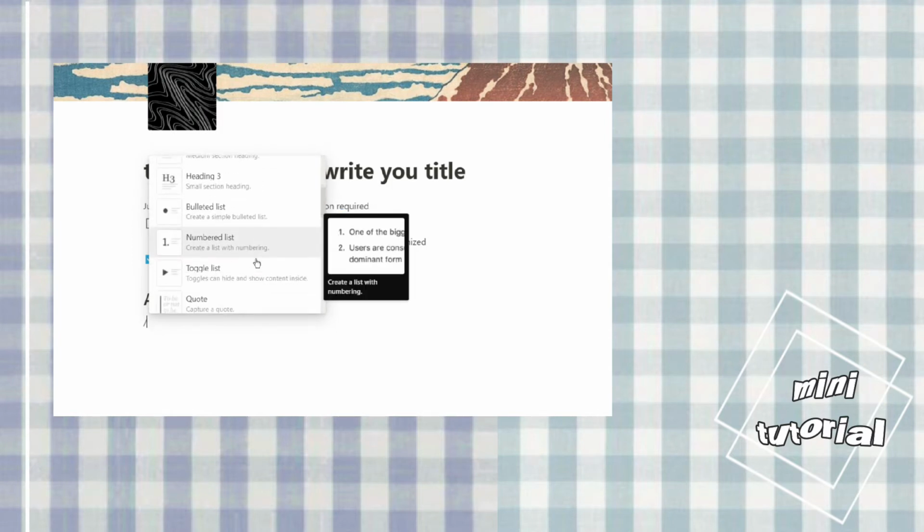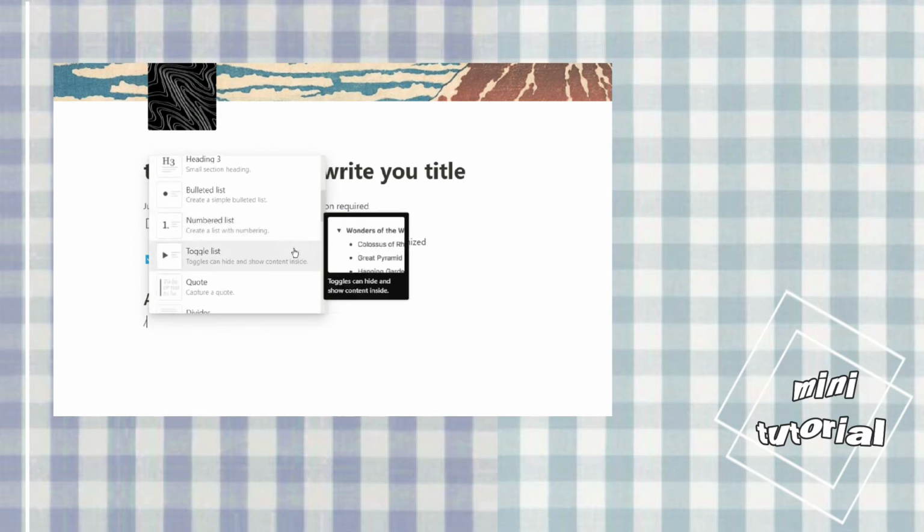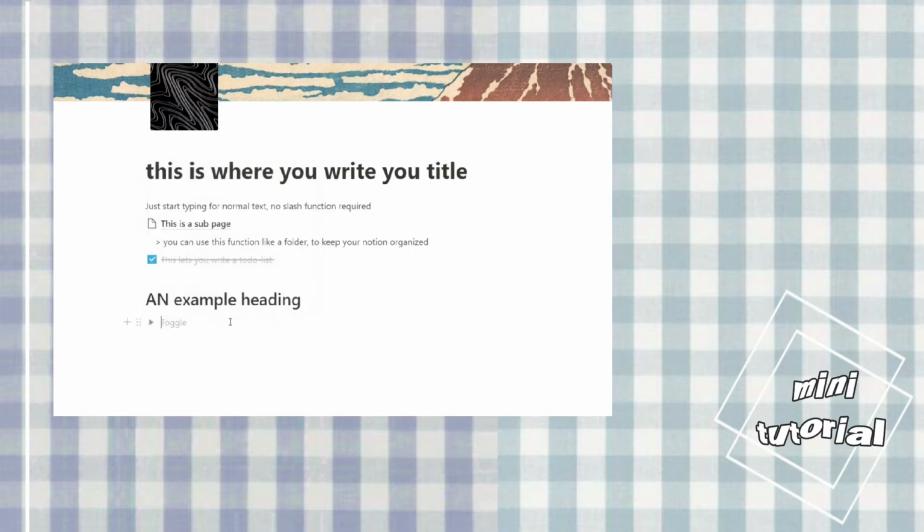Next, we have the three different bullet options or list options. So we have the bulleted list, which uses a simple bullet, the numbered list, which has different numbering, so 1, 2, 3, 4, and the toggle list, which I'm going to be showing you right here. So the toggle list is basically where you can type a main question or a main segment, and you can open up the bullet so that you can add sub-segments.